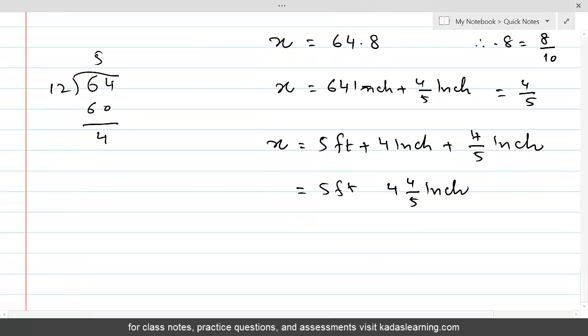Or you can write it in terms of symbols. If you want to write it as symbols, you can write 5 feet with one dash, and 4 whole 4 by 5, and then 2 dashes which are going to represent inches.